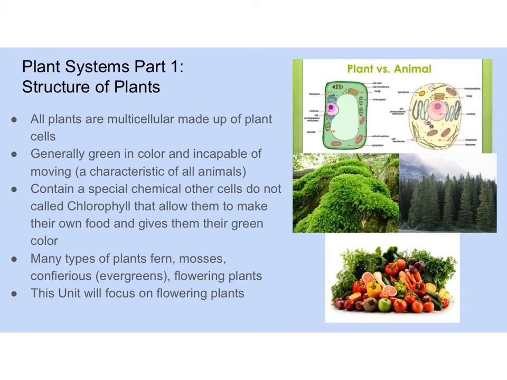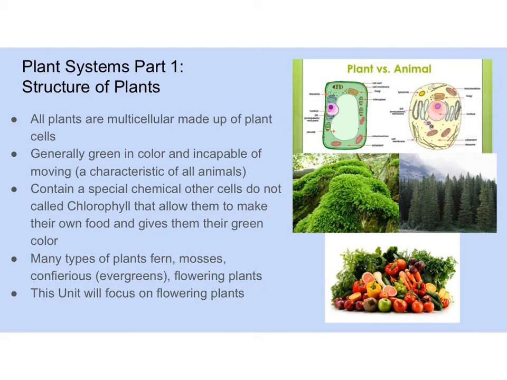Okay, so let's talk a little bit about the structure of plants. All plants are multicellular, like I mentioned, made up of plant cells. They're all generally green in color. Not every single one is green, but most are, and they're all incapable of movement. That's a characteristic that's unique to animals. Animals are capable of movement where plants aren't.